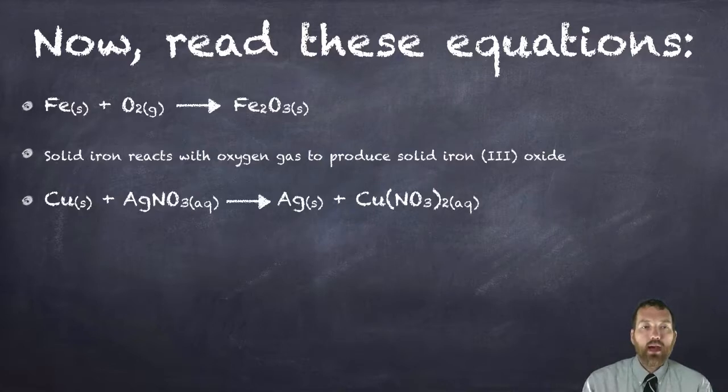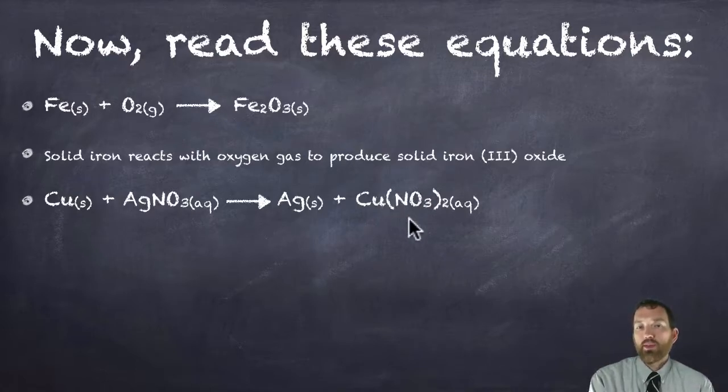We have solid copper, and it's reacting with AgNO3. That's silver, and then NO3, hopefully you recognize that as a polyatomic ion. You go to table E, that's nitrate. That's aqueous silver nitrate. And it's reacting to form solid silver, and then we have CuNO3 twice. So this is a tough one. Copper can be +1 or +2. So we need to figure out which one it is.